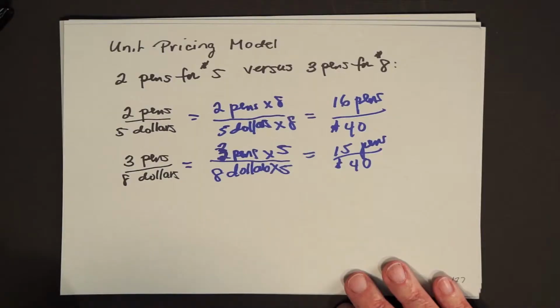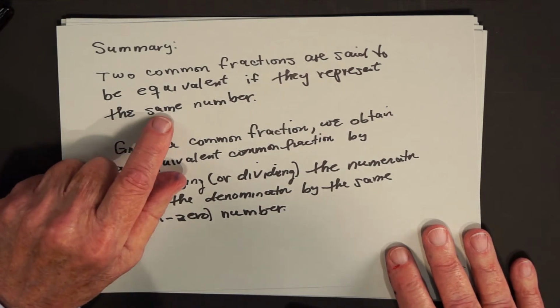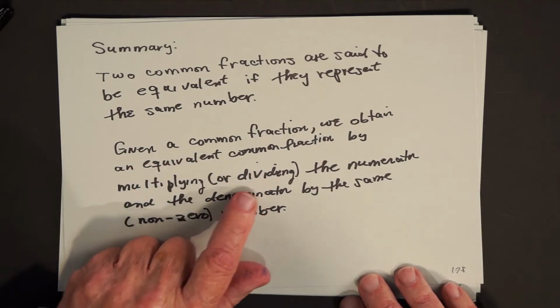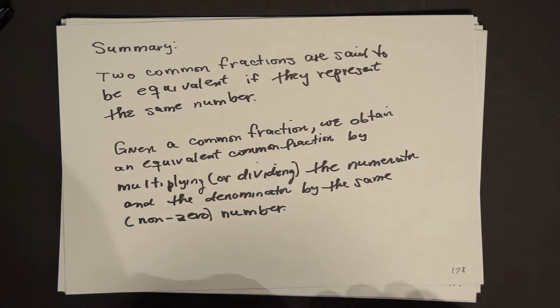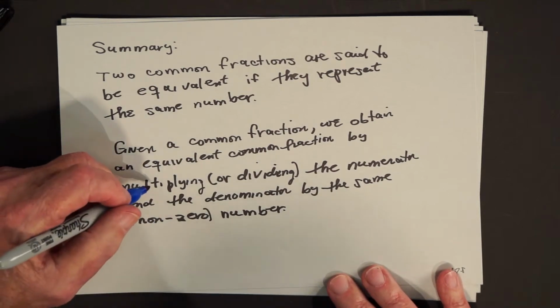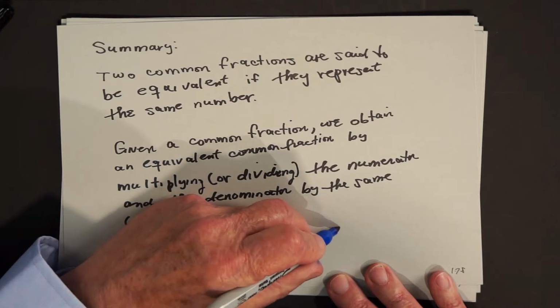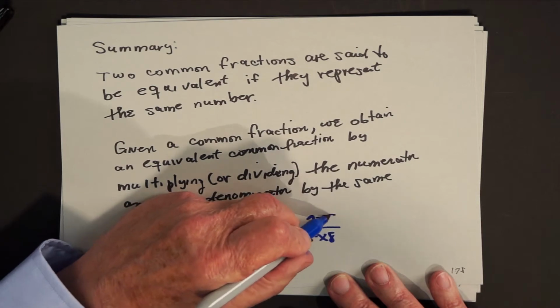And then to cement it down, you give a real physical problem to show how this works in the real world. So in summary, what we did was we showed that 2 common fractions are said to be equivalent if they represent the same number. Given a common fraction, we obtain an equivalent common fraction by multiplying or dividing the numerator and denominator by the same non-zero number. Notice, by the way, I did things in terms of multiplying. Remember what I said? I said, like, to get from 2/5 to 40ths, you multiply both by 8.